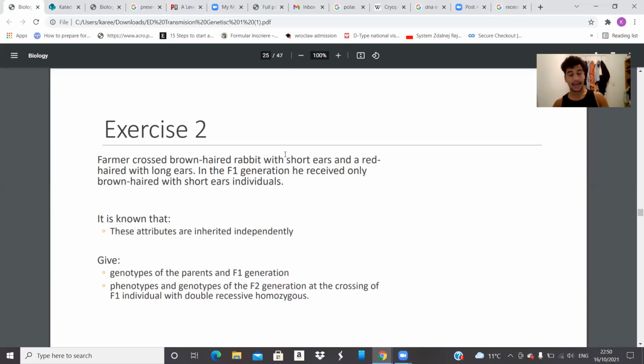The phenotypes and genotypes of the F2 generation at the crossing F1. So this is actually quite tricky. The F2 generation is the grandchildren generation. But it says if you cross one of the F1, well, we know all of the F1 are heterozygous, with a double recessive homozygous, so with a red-haired, long-eared rabbit. So that would be effectively doing this.